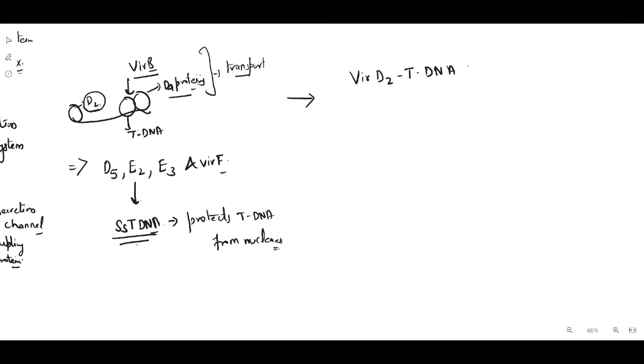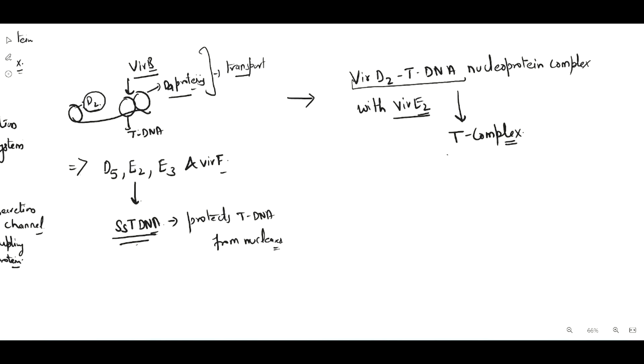This VirD2 tDNA nucleoprotein complex together with your VirE2 protein is called the T complex. It is called the T complex. Together, VirE2 and VirD2 with tDNA make the T complex.